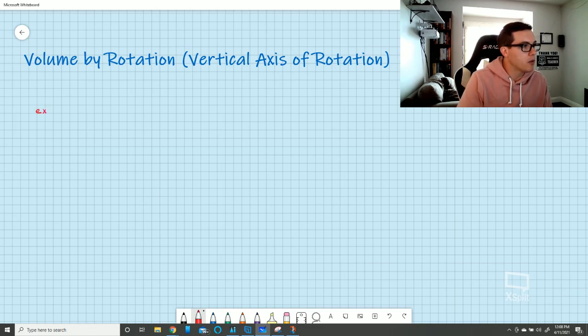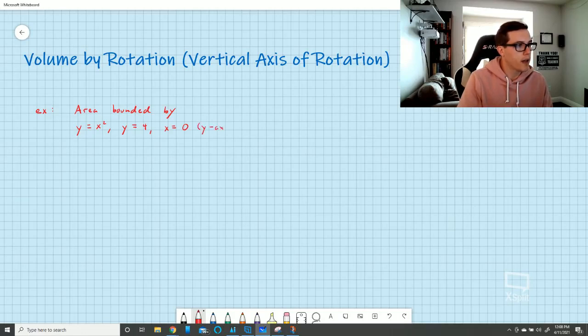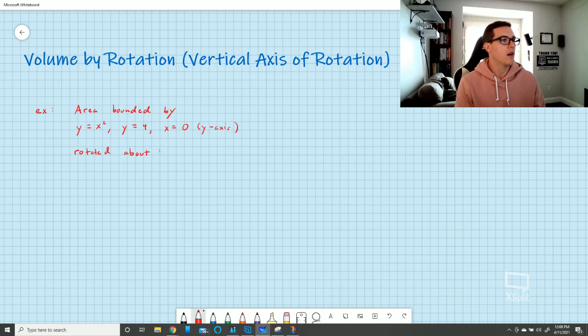So I only have two examples, but we'll do parts A, B, and C for each, I think, so that you can see how this is pretty much what we did last time, just a couple of differences. So, area bounded by y equals x squared, y equals 4, and x equals 0, otherwise known as the y-axis. Rotated about, and I will give you various axes of rotation. And let's find the volume. That's what we're doing on all of these, okay?